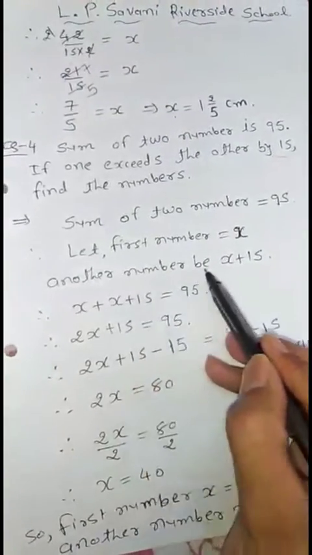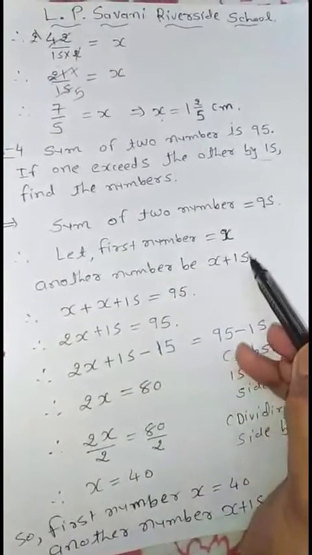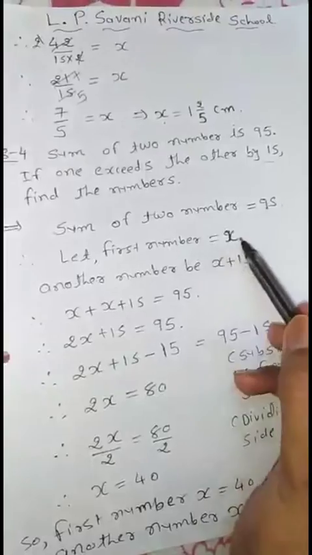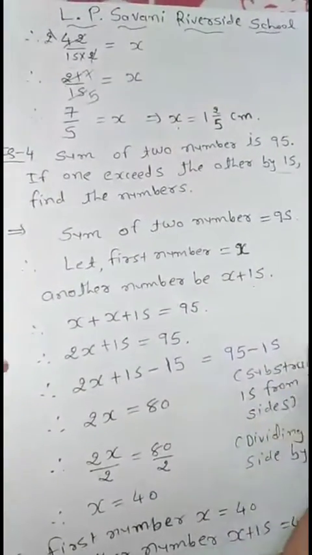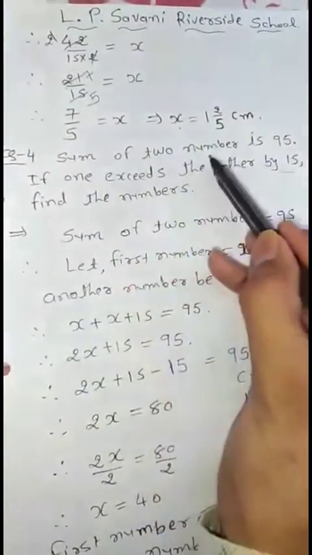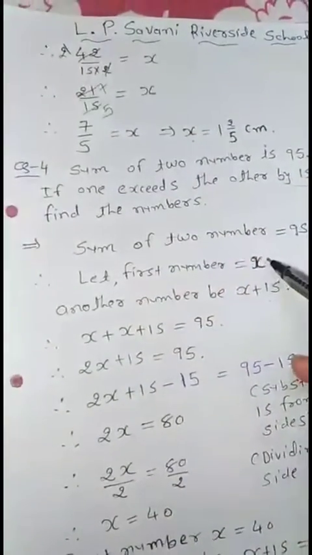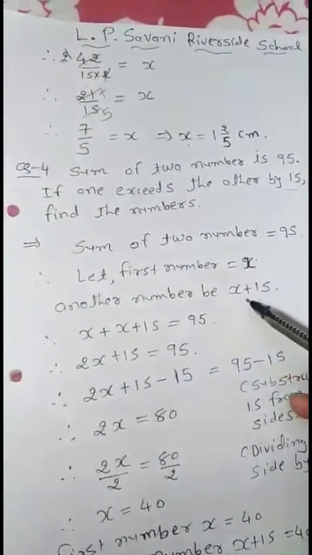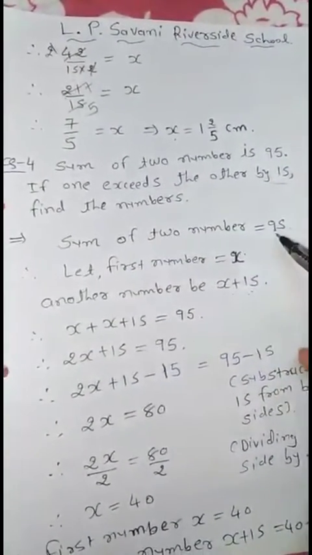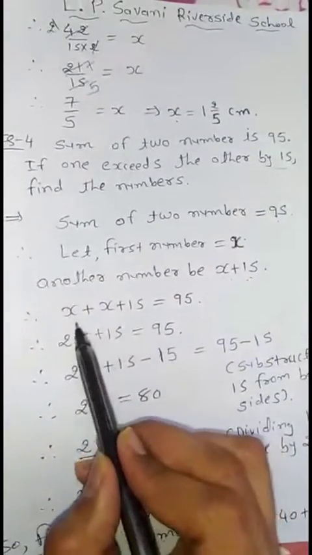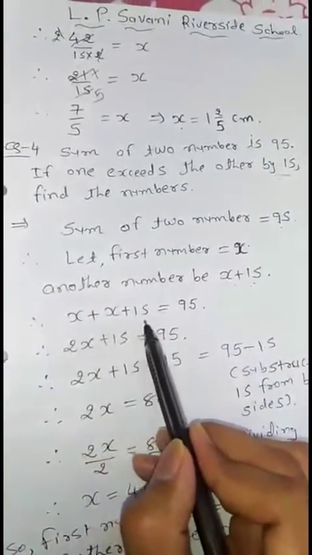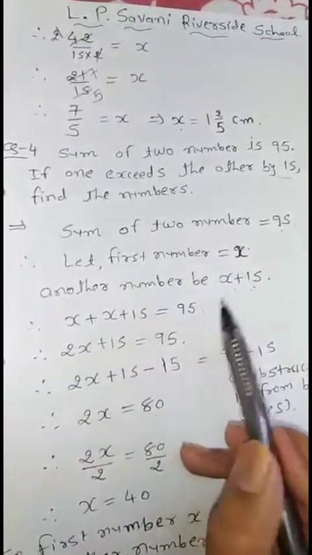So another number is x plus 15. So our first number is x and the next number is x plus 15. Then the sum of the two numbers: the sum of the two numbers means x plus x plus 15, and it gives 95. So I write here x plus x plus 15 is equal to 95.